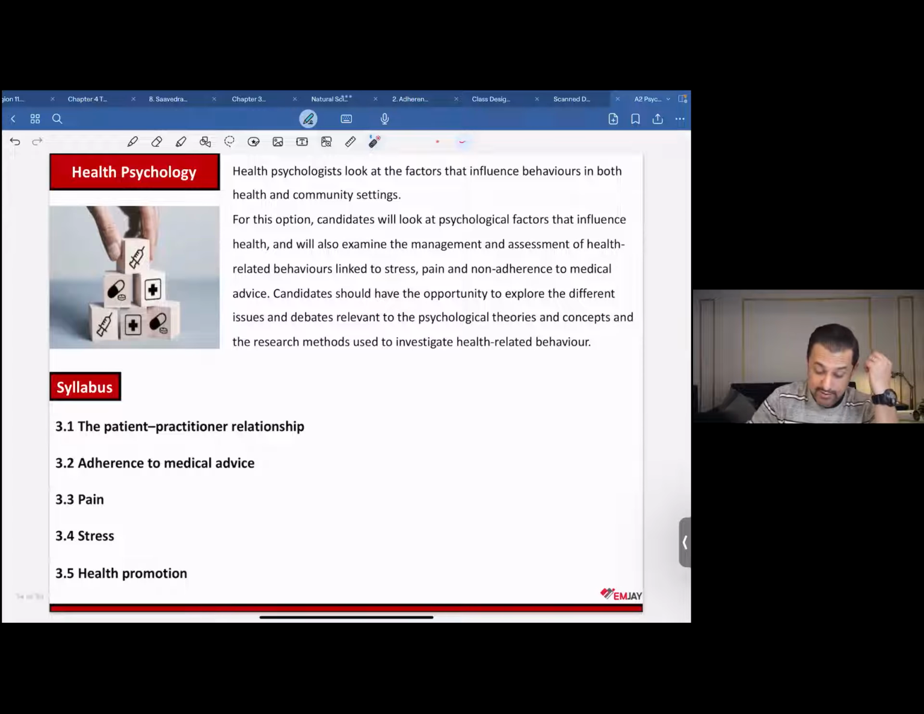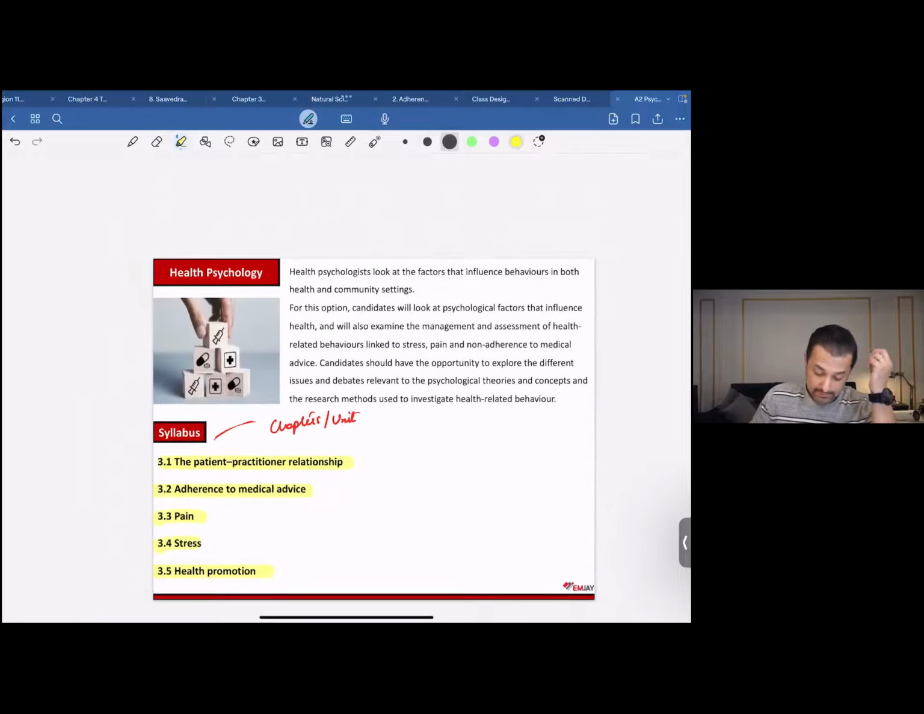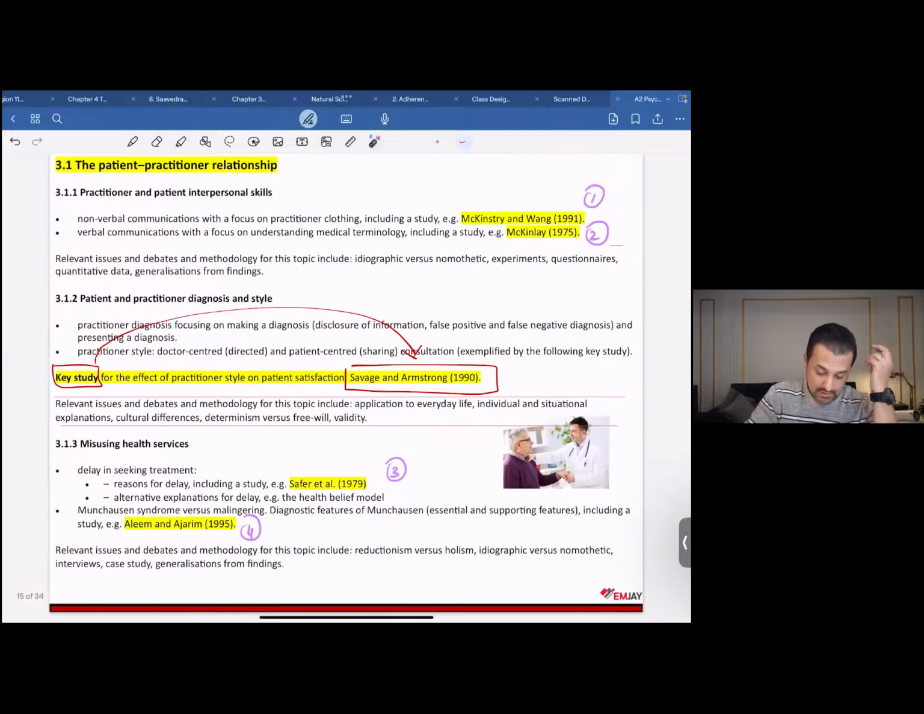When we speak about health psychology, we have 5 different chapters or 5 different units, as I had mentioned earlier. So the chapters or the units that we have over here are: number 1, the patient practitioner relationship; the second one, adherence to medical advice; the third one, pain; the fourth one, stress; and the fifth one is health promotion, right? Taking this ahead, so is the case.